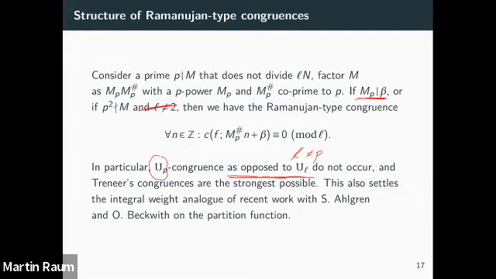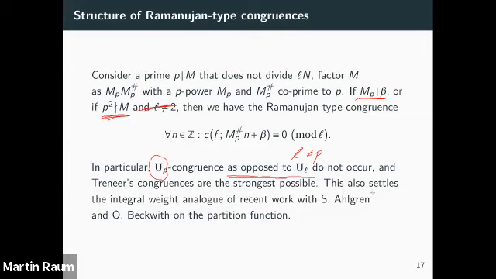The second thing where we can remove a prime from M is if P squared does not divide M, meaning that P divides exactly M. Then we can remove that, meaning essentially away from the level and the congruence prime, we can completely remove the square free part of M. This is really what it says.